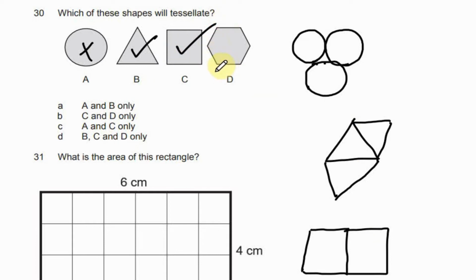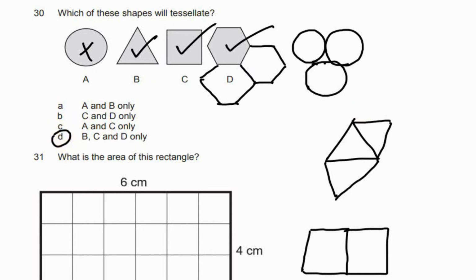Now with the hexagon, we can also tessellate with the hexagon as well. Because we can add another hexagon here, and add another hexagon here, and don't leave any space in between. And continue like that. Notice how we can continue. Even here we can continue without any space being left in between. So therefore all the shapes except for the circle will tessellate. So B, C, and D. Hopefully this makes a lot of sense, guys.